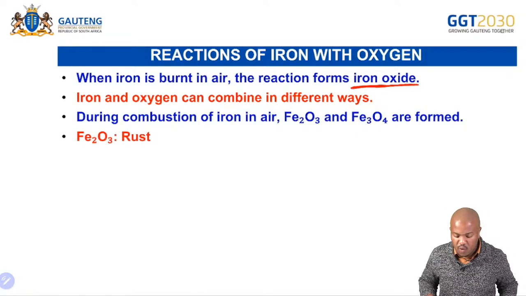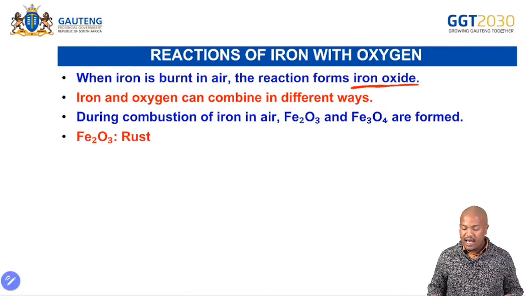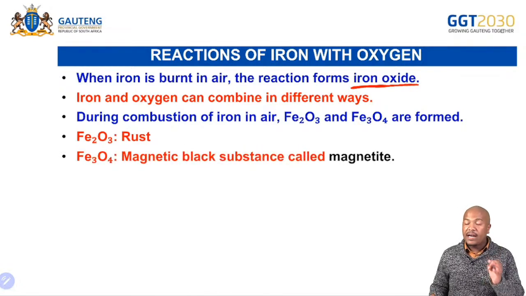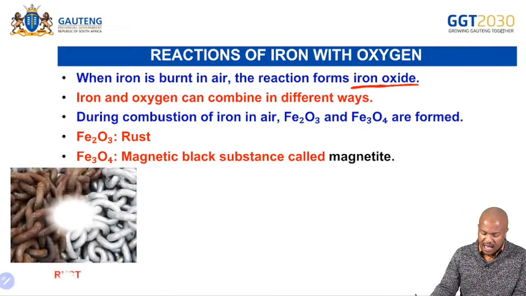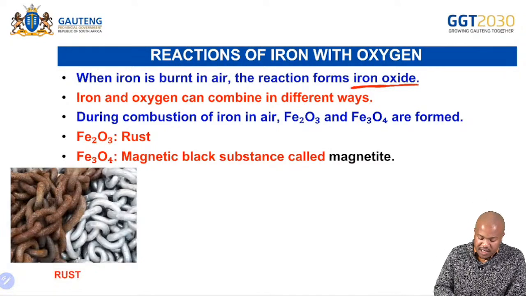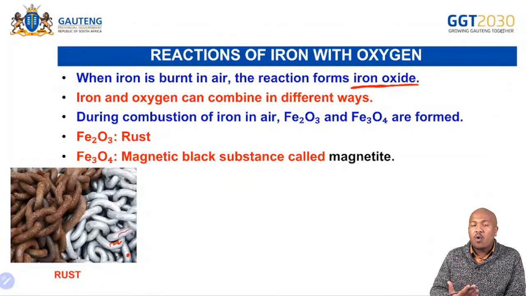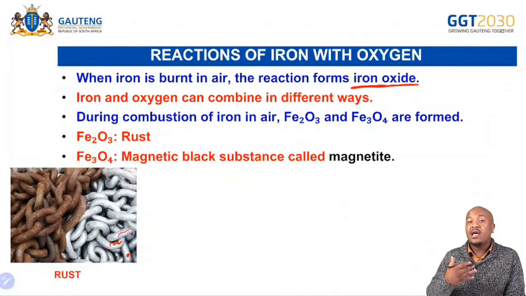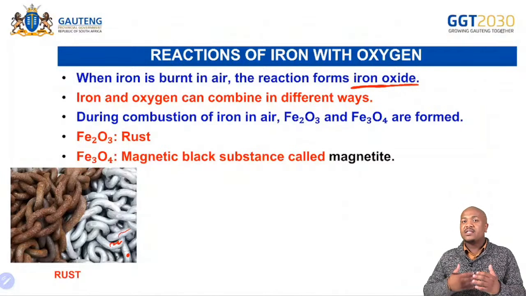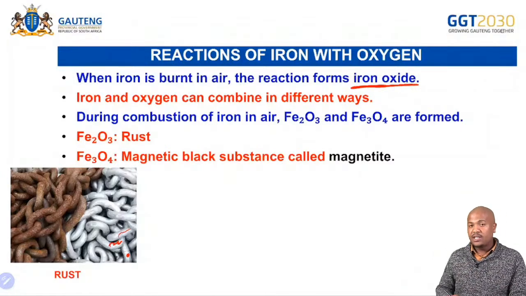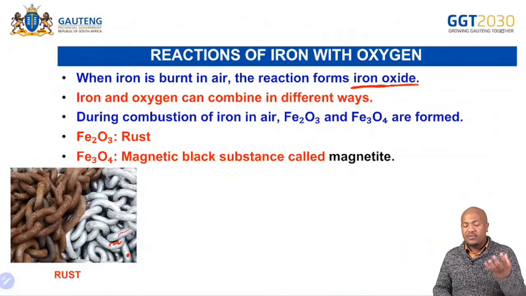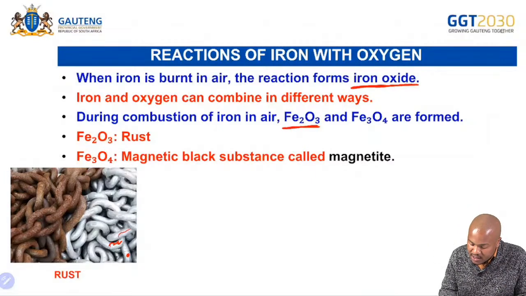This Fe2O3 is the rust that I'm talking about, and the Fe3O4 is a black magnetic substance called magnetite. Looking at rust as an example, we have this piece of iron here having its original silver color. But as time goes, as it reacts with oxygen in the presence of moisture, its color starts to change. What causes that? It is the reaction of this piece of metal with the oxygen in the presence of moisture to form this product.